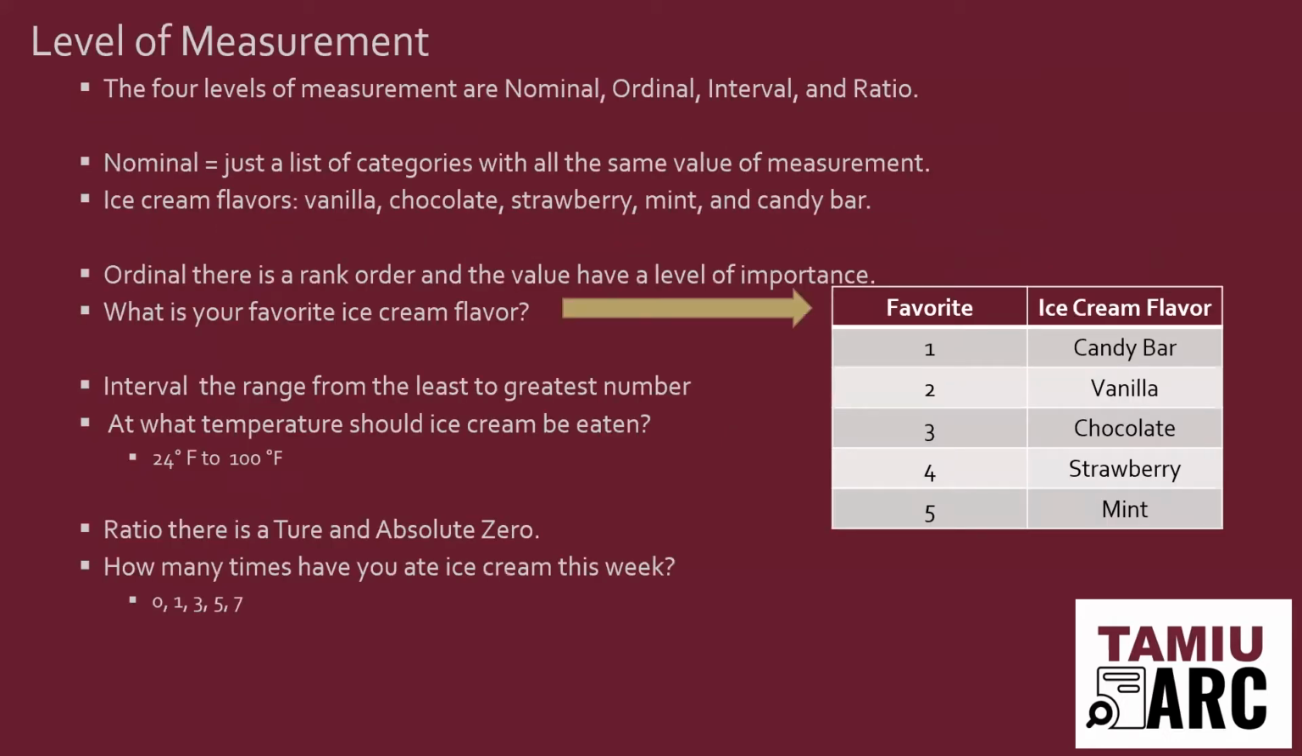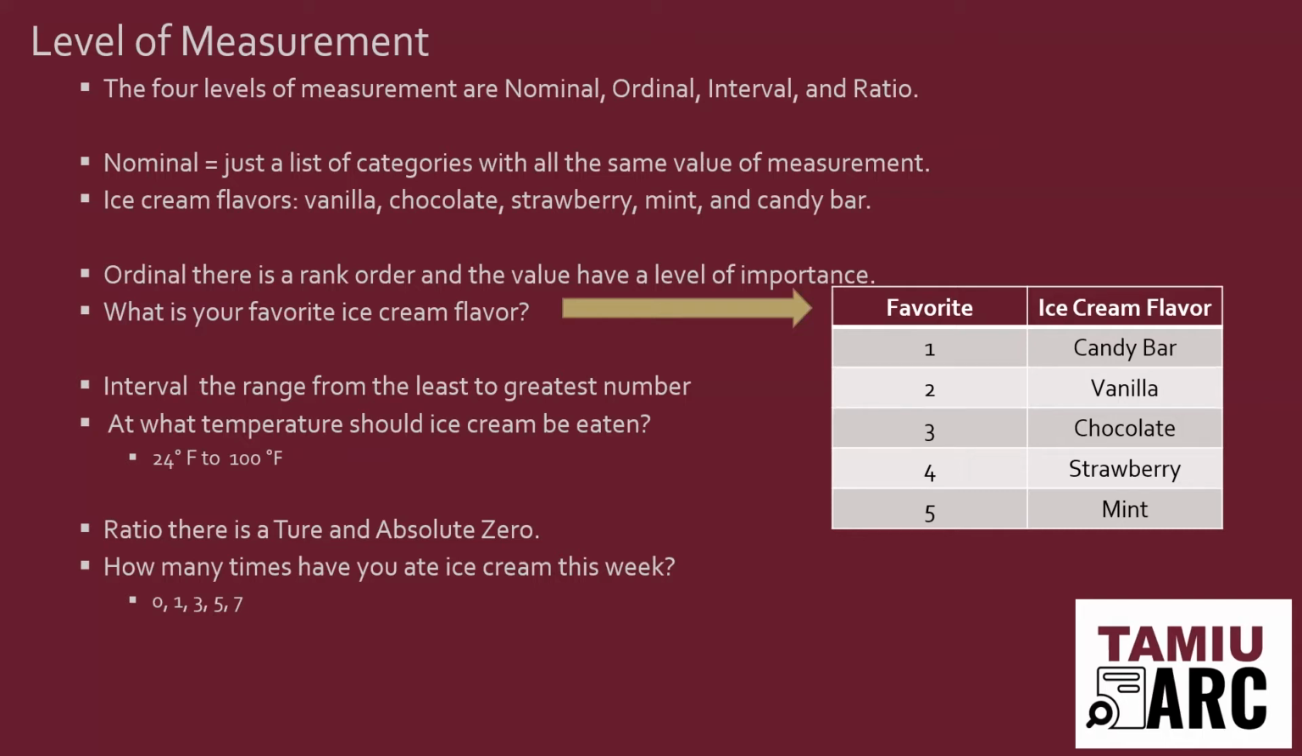Next, there are 4 levels of measurement, which are nominal, ordinal, interval, and ratio. Nominal is just a list of categories that all have the same value. For instance, we can use ice cream flavors: vanilla, chocolate, strawberry, mint, and candy bar. Ordinal has a rank order to the value, and we have an importance. For instance, what is your favorite ice cream flavor? For me, it would be 1 candy bar, 2 vanilla, 3 chocolate, 4 strawberry, and 5 mint.